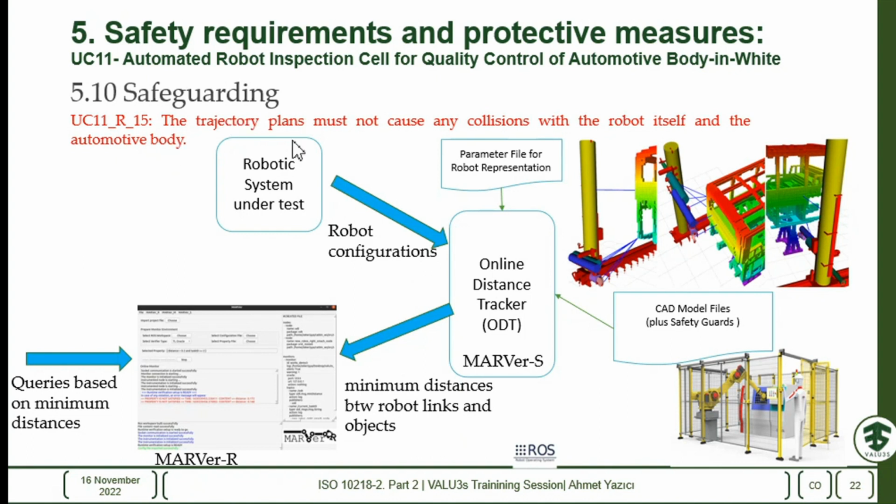In terms of this standard, in this requirement, it is not about the implementation itself. This setup helps us correctly measure the robot platform and the distance to other objects, including the automotive body in white or other objects in the environment. This can be hooked up; I will mention it in another section.